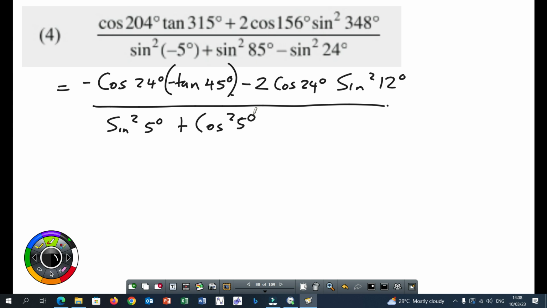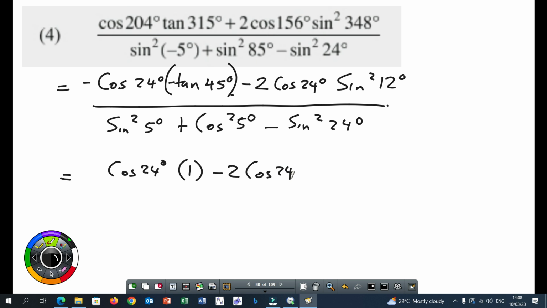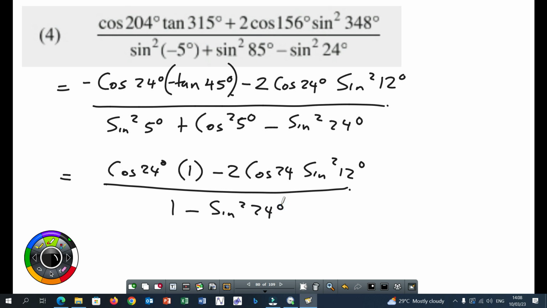Okay? Then minus sine squared 24 degrees. Right? Now I'm smiling. These two will give me what? 1. Then I'll move on to my numerator. So minus and minus, I'll get cos 24. Then I'll convert, okay, tan 45 is a 1, so that will be times 1. Then here, I'll have minus 2 cos 24 times sine squared 12 degrees. This is all over 1 minus sine squared 24 degrees.